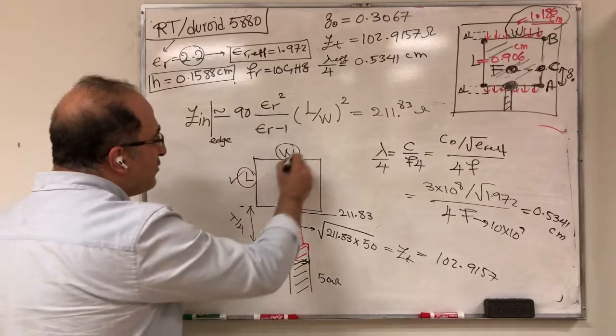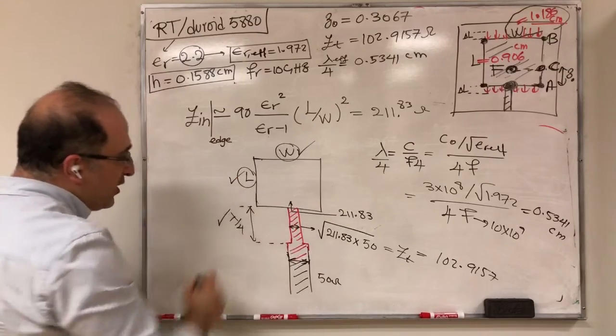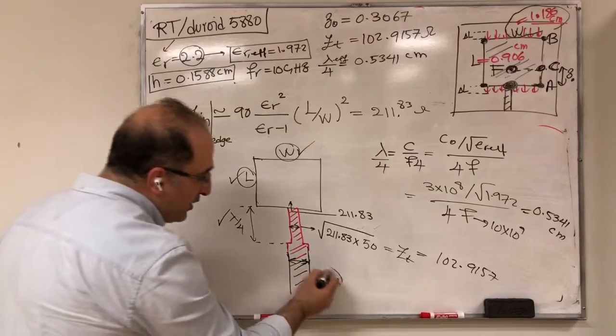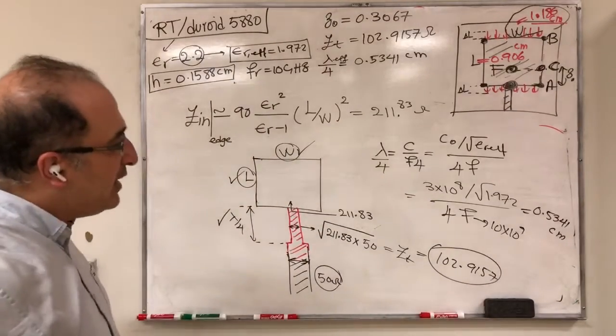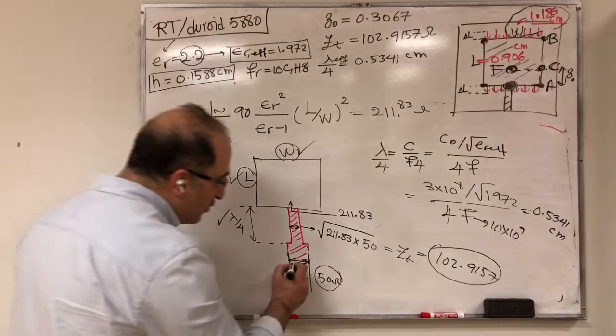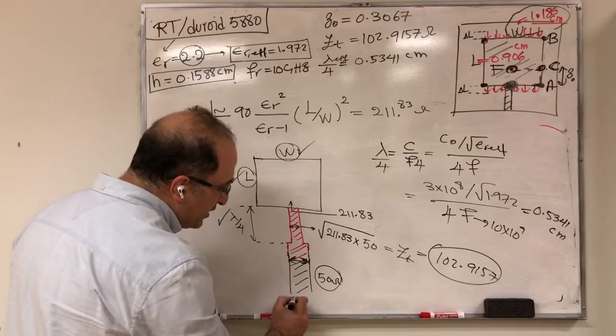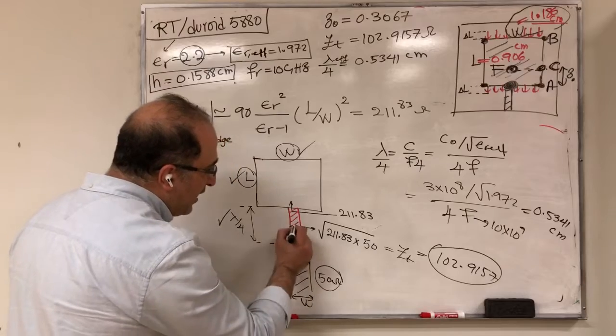We know our L, we know our W, we know our lambda divided by 4, we know the value of 50, we know the value of 102. But that's not enough yet for fabrication, because you need to also find this width. So what is this width here? And what is this width?